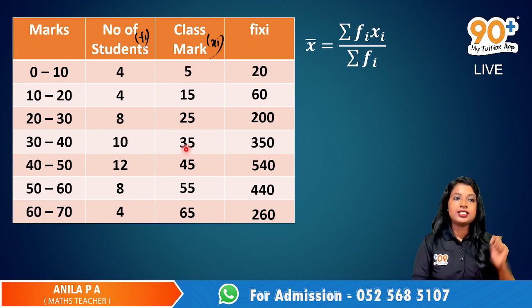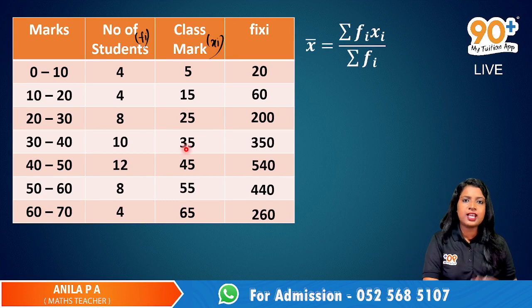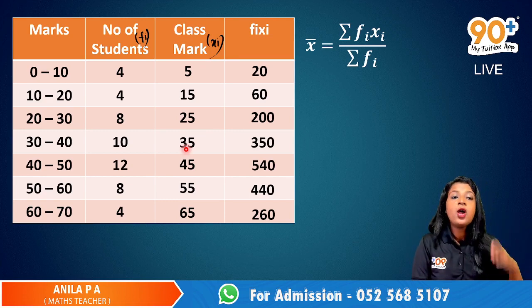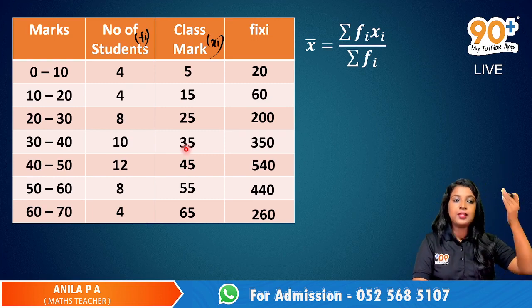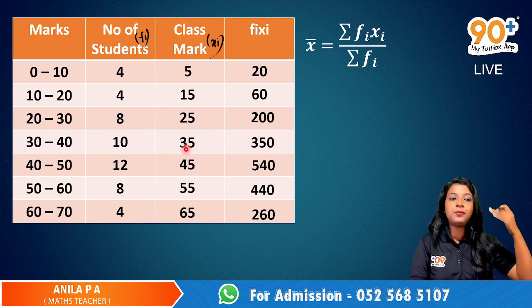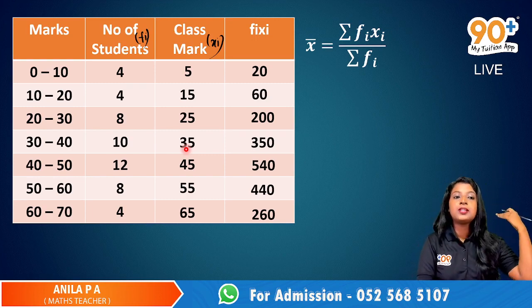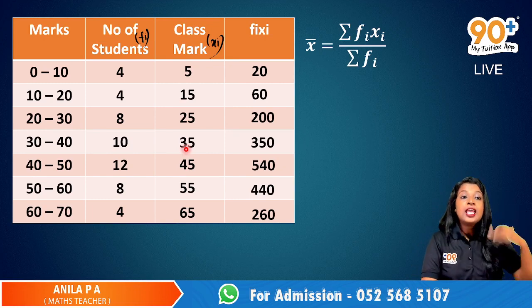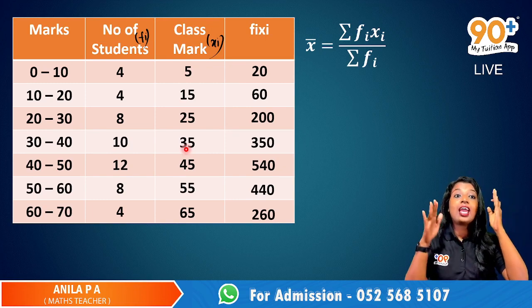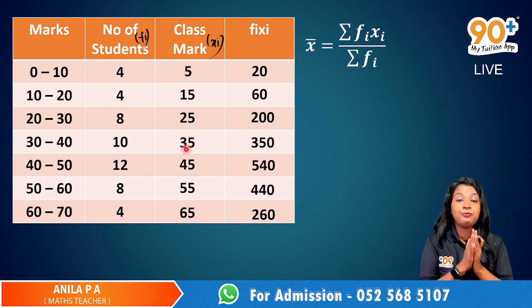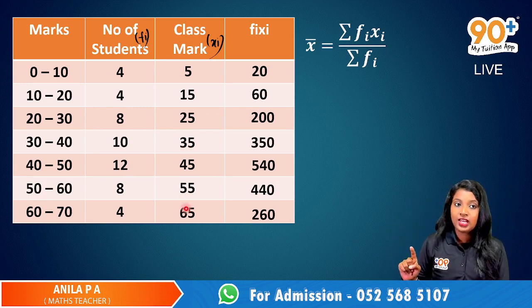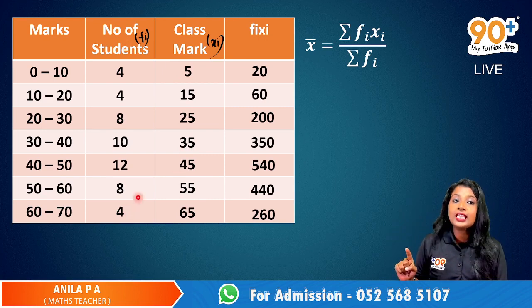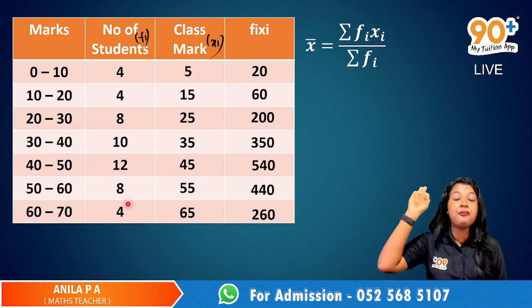So x bar is equal to sigma fi xi. What is the sigma fi xi? We have to add all the fi xi's. That is 20 plus 60 plus 200 plus 350 plus 540 plus 440 plus 260, all divided by sigma fi. It's not sigma xi. Don't add those values. You have to add the fi values, that is sigma fi.